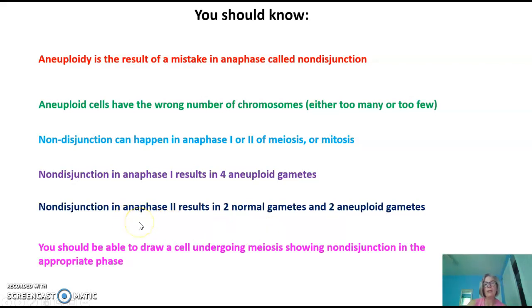You should be able to draw a cell undergoing meiosis showing non-disjunction in the appropriate phase as directed.